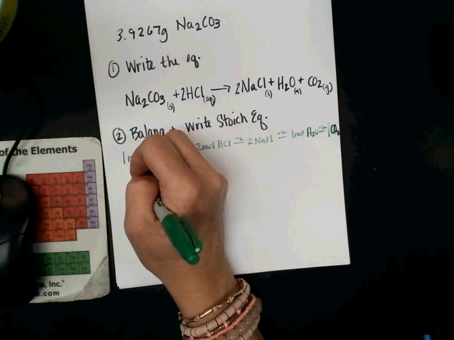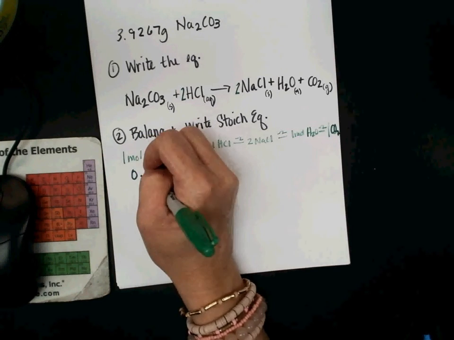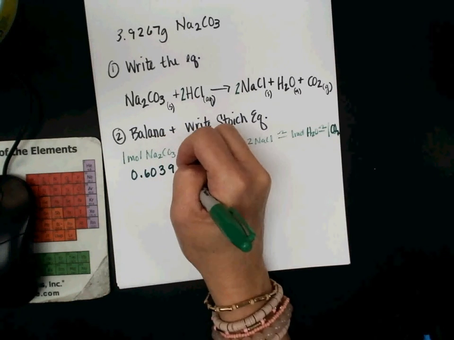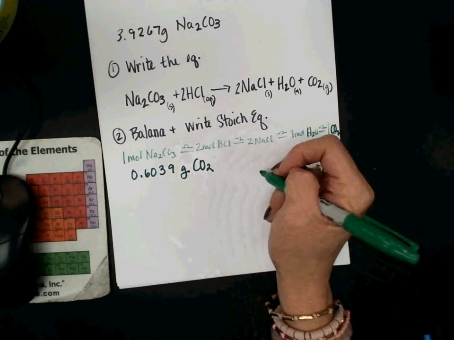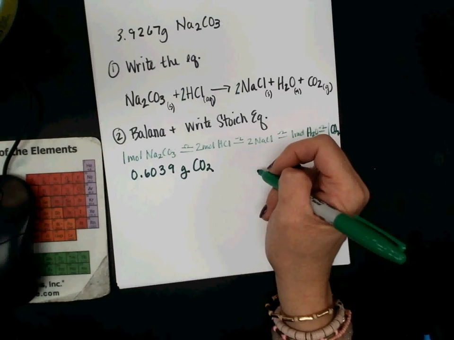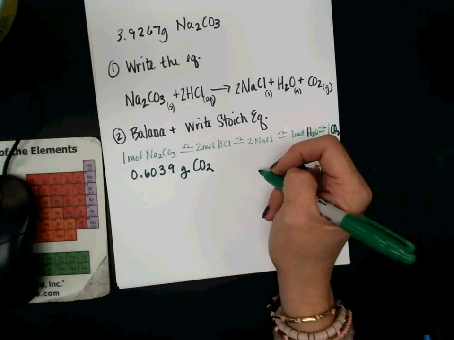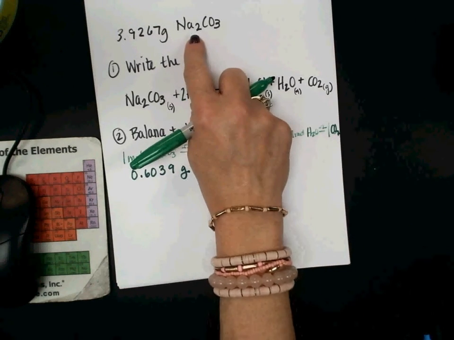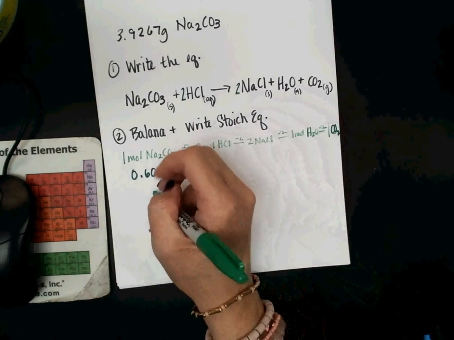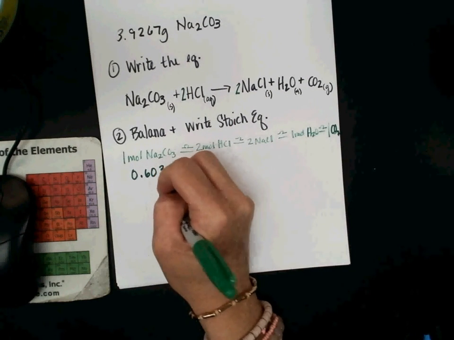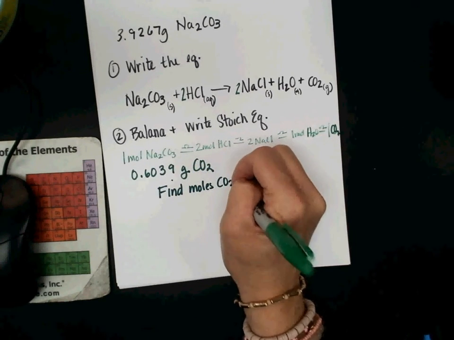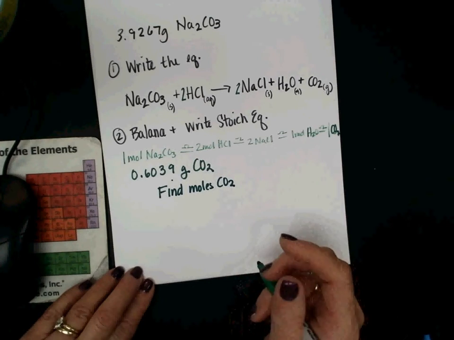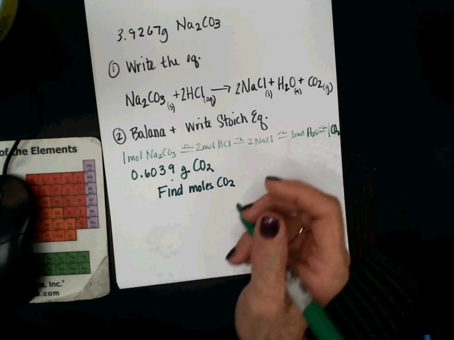We are given also some information about the gas that was given off, so we have to use that. We have 0.6039 grams of gas that was given off, so we would call that the CO2. That's really the only other thing we're given, other than how much we had up here. So let's take our CO2 and find our moles of CO2. We just have to work from what we're given in the problem.